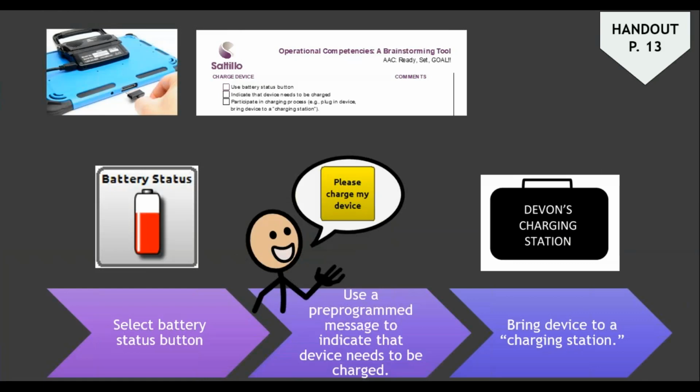So with the example of charging a device, here's a few ways Matthew or someone could display operational competence here. He could select the battery status button. Matthew could also use a pre-programmed message on his device page that is within the social page to tell someone when his device needs to be charged. So he could self-advocate that way. Another way Matthew or someone could exhibit operational competence is simply by taking his device to a charging station at the end of the day.